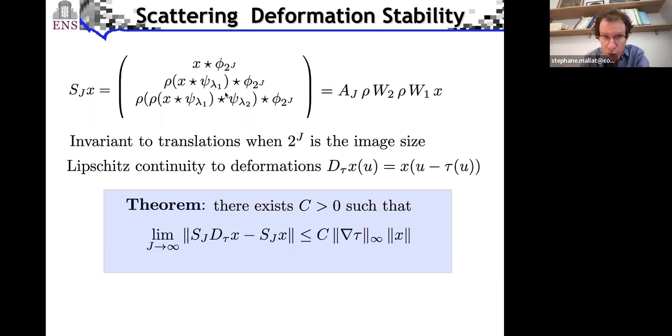There is one very important property. If you look at these coefficients in the output of your network, they are stable to deformation. In other words, they linearize small deformations, which means that the distance between the representation of a deformed image and of the original image is going to be of the order of the size of the deformation. In other words, it's Lipschitz continuous to the deformation. This is a very important property that is not obtained with a Fourier transform, and we'll see that it plays an important role in almost all applications.